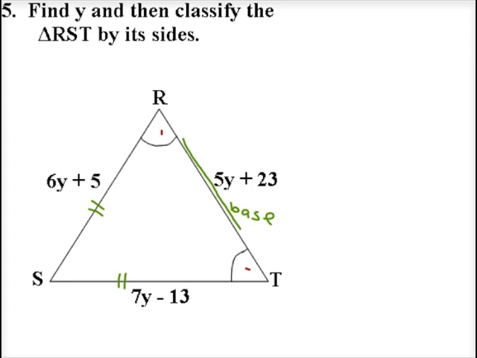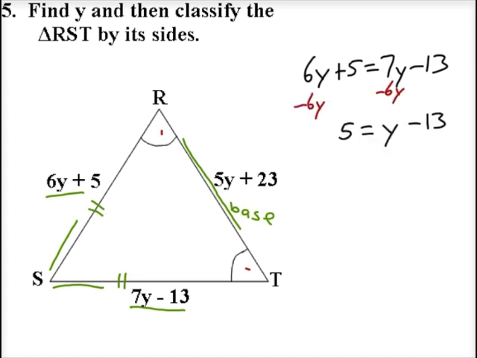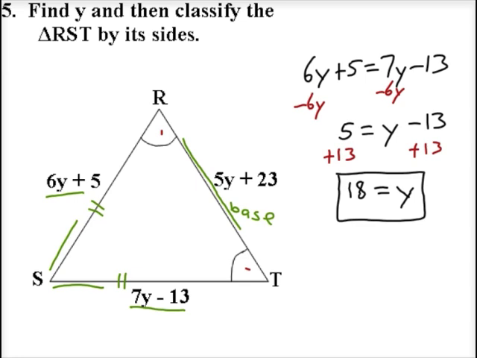So let's solve for y, and we can only use those pieces of information to solve for y, right? Because even though it's tipped on its side, those are the legs of the isosceles triangle. So since legs are congruent, 6y plus 5 is equal to 7y minus 13. So let's solve for y. First, let's subtract 6y from both sides, and then add 13 to both sides. So we have y is equal to 18.